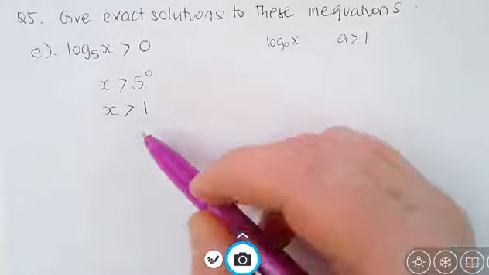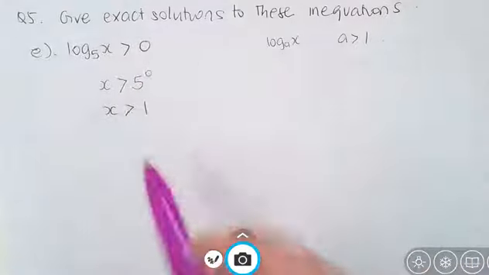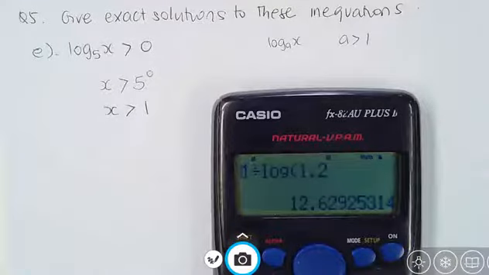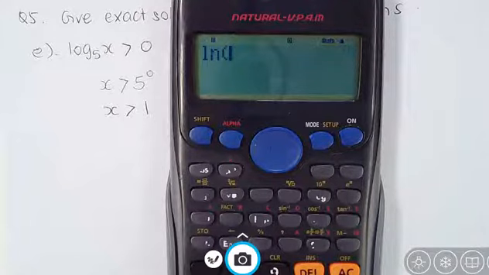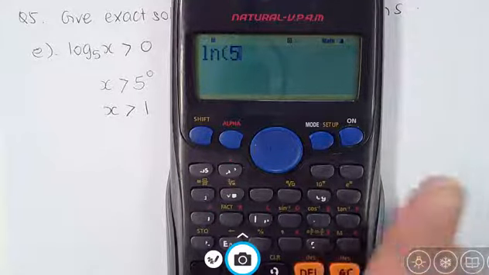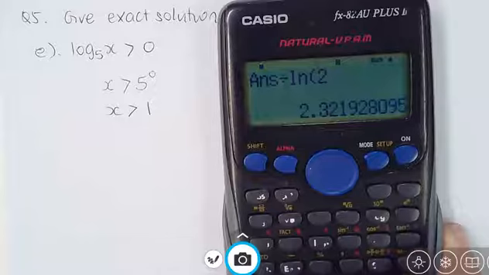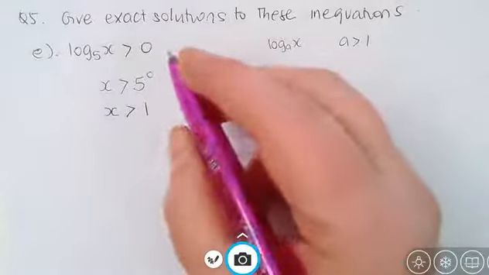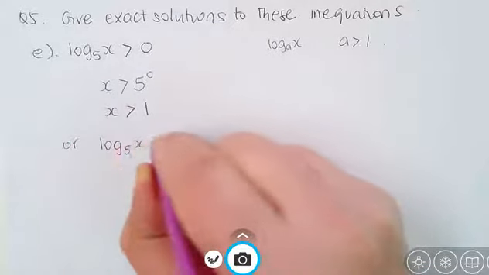So x in this case is greater than 1. Okay, so you could try that out. You could try if x is 2 and work out what that is, and you should get something greater than 0. So log to the base 5 of 2, to work that out, it would be ln 5 divided by ln 2. Okay? And when I get ln 5 divided by ln 2, I get a number greater than 1. I get 2.32.